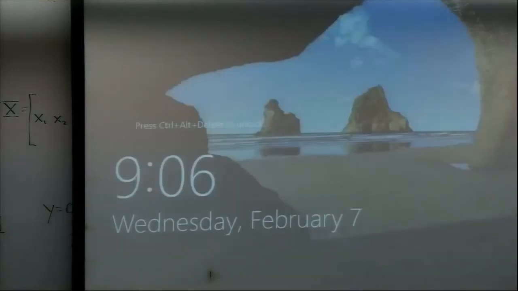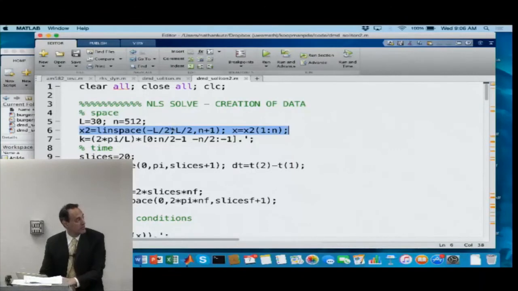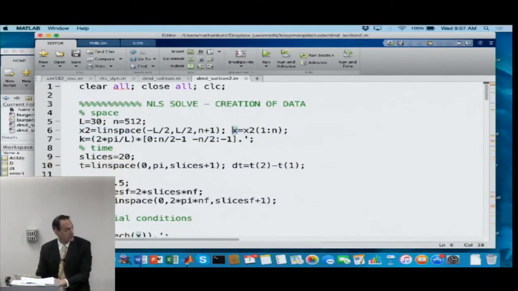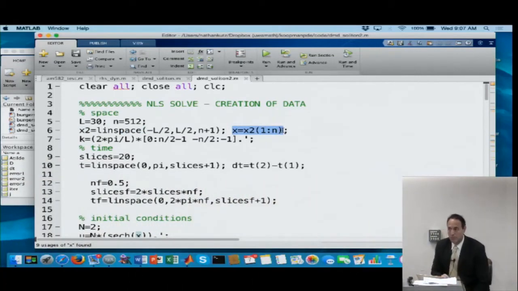So, oops, maybe I should just sit here. And I will highlight it with my cursor. All right, here we go. There we go. This is going to break up my space domain from negative L/2 to L/2 and n plus 1 points. And all I care about is the first 1 through n points, because with periodic boundaries, the last point is the same as the first.